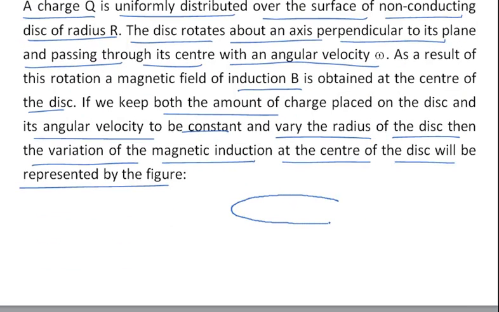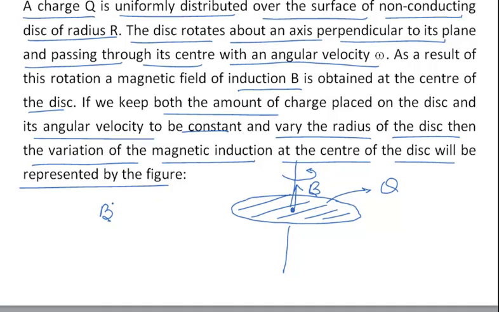You have a disk. This entire disk has been distributed uniformly with a charge q, and it is rotated about an axis which is passing through the center and normal to the plane of the disk. Now, as a result of the rotation of the charge, there is a magnetic field at the center, B. We have to find out the relationship between B and R, where R is the radius of the disk.